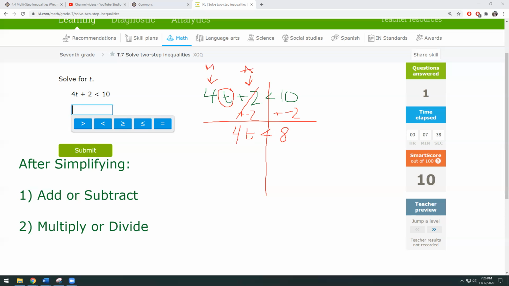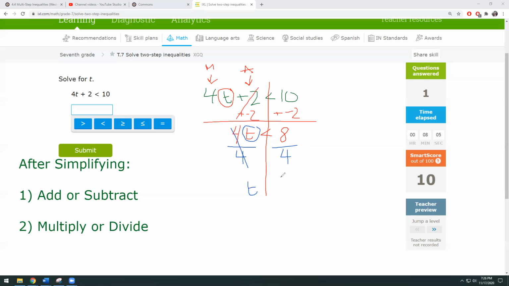Now I'm going to move on to step 3, which is my multiplication or division. I see that multiplication division right here. So since it is multiplying, that means that I'm going to do division. And I want to get rid of my positive 4. So that's the number that I'm going to put underneath. That makes that go away and leaves me with my variable t.